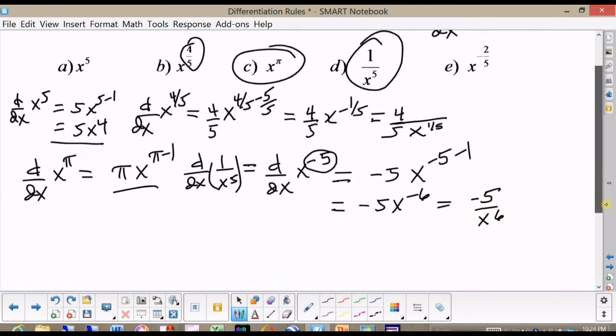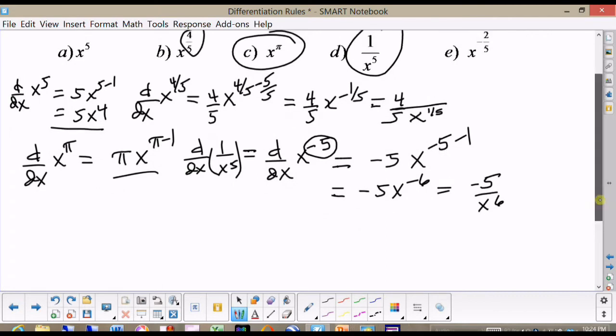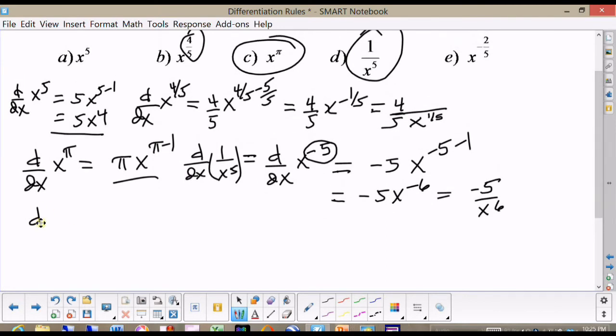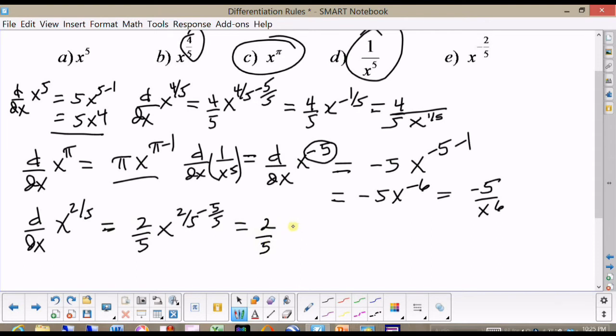Finally, number E, d dx of x to the 2/5 is going to be 2/5 x to the 2/5 minus 5/5, which is going to be 2/5 x to the minus 3/5. Or you could write it as 2 over 5 x to the 3/5.